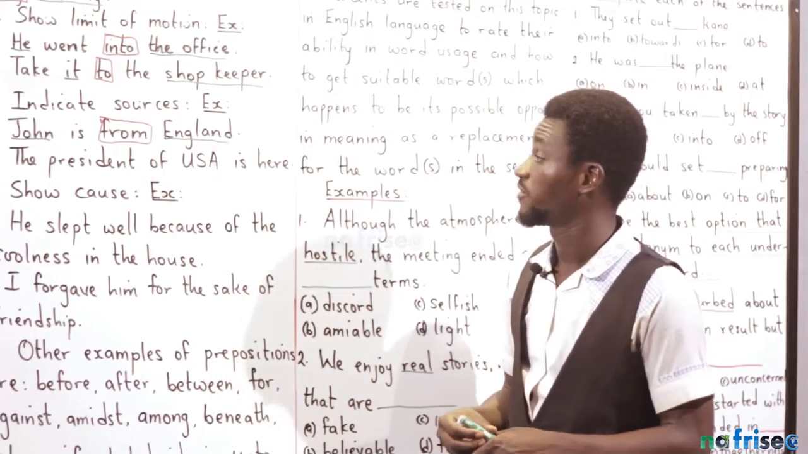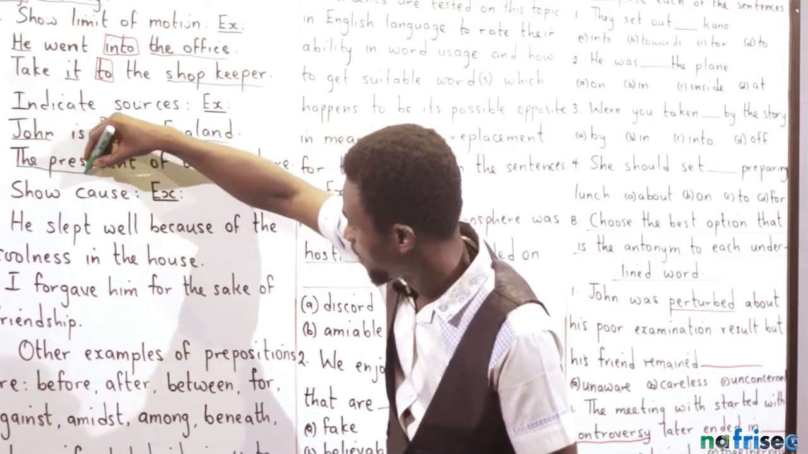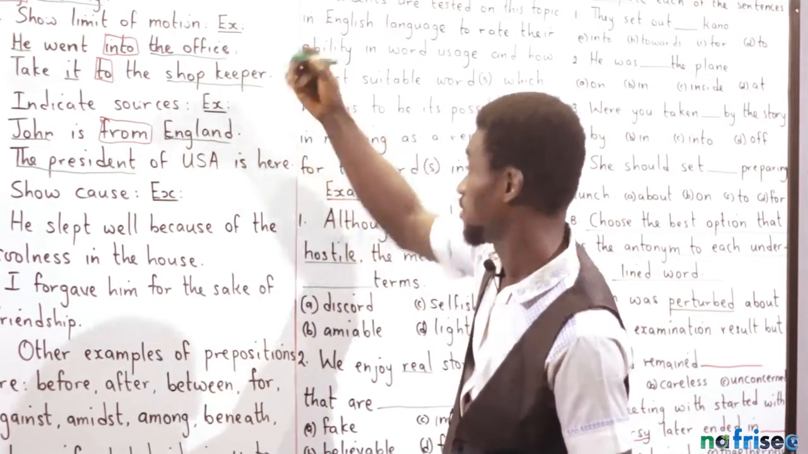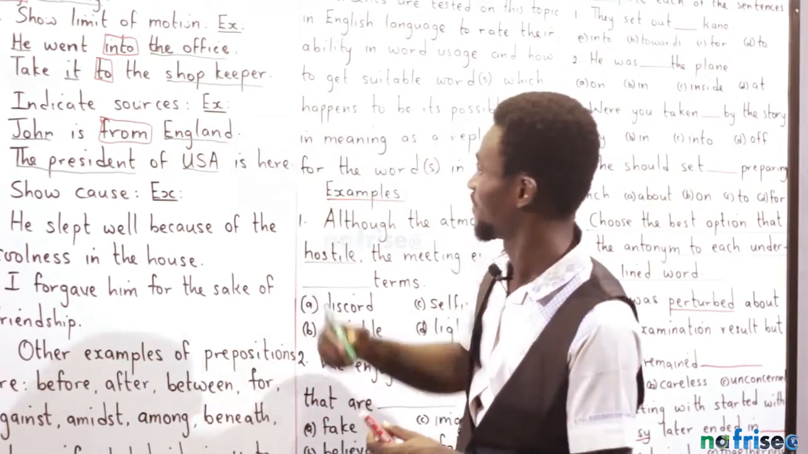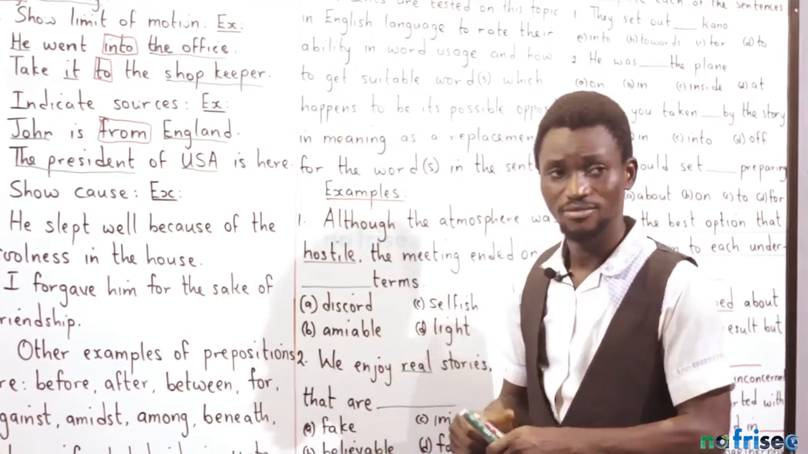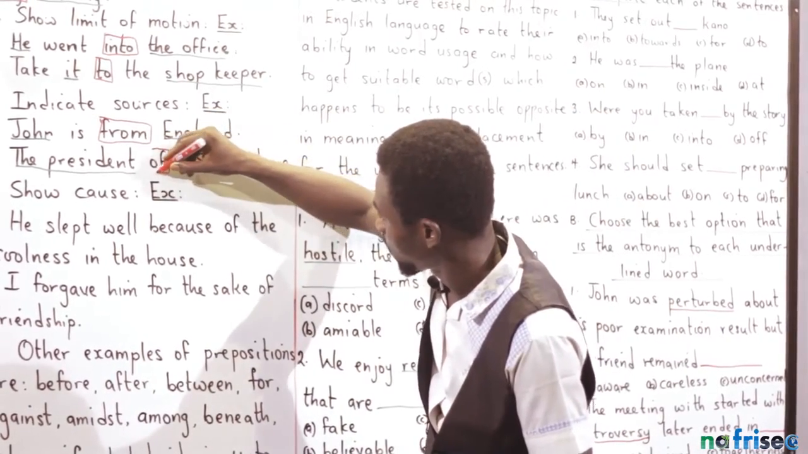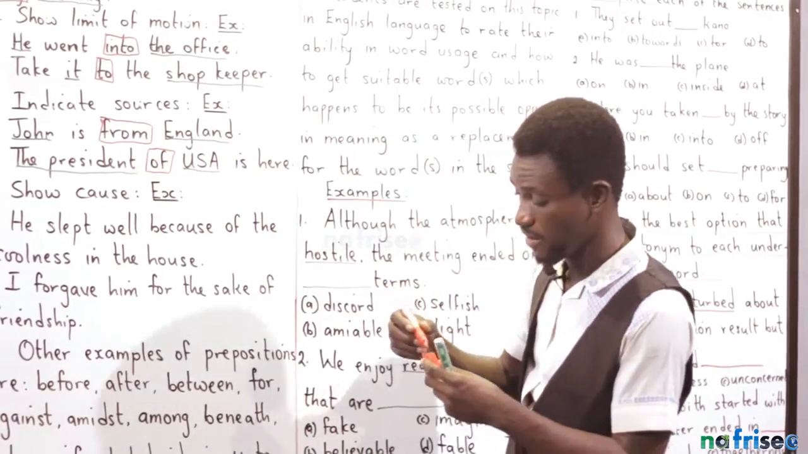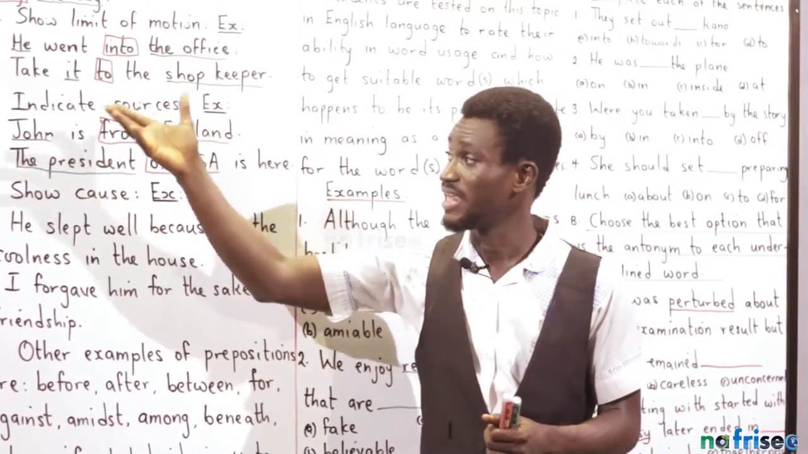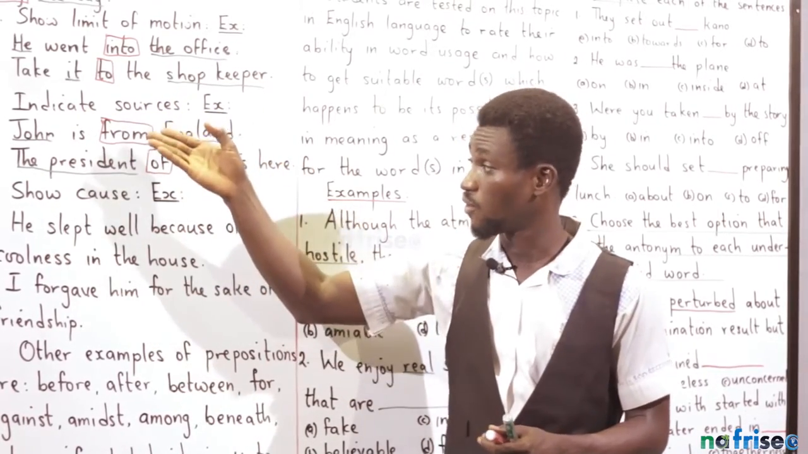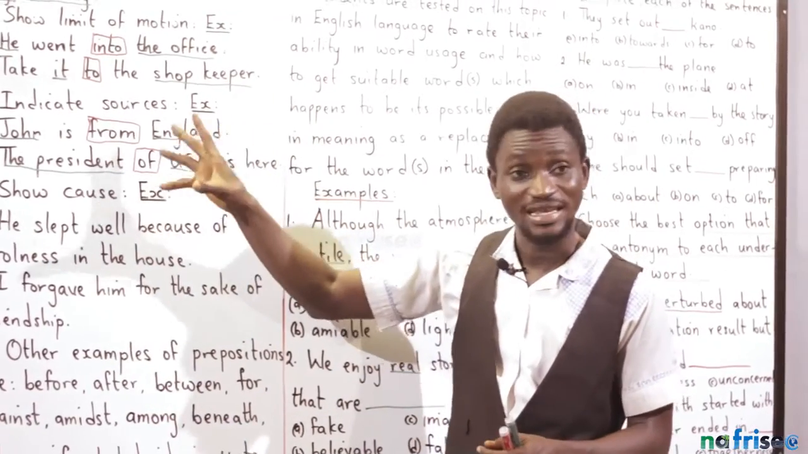Now look at this second example. The president of USA is here. So we've got the president, which is the noun here, and USA, that's a country. So what is now the relationship between the two? That's of. So these are more examples of prepositions that indicate sources. So when you use from or of in a particular sentence, they indicate sources.